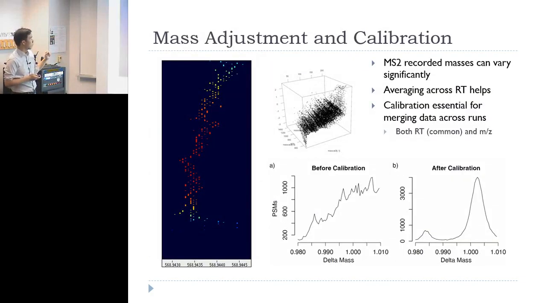And we also do some mass adjustment and calibration because we're pooling all of these data sets together. And the instrument calibration can be off by a tiny bit. We want to make sure that everything is standardized. So we have a calibration tool, and before we calibrate the data, it's like this. You can't tell the amidation apart from the first isotopic peak, but afterwards, we can see 2 clear peaks here.